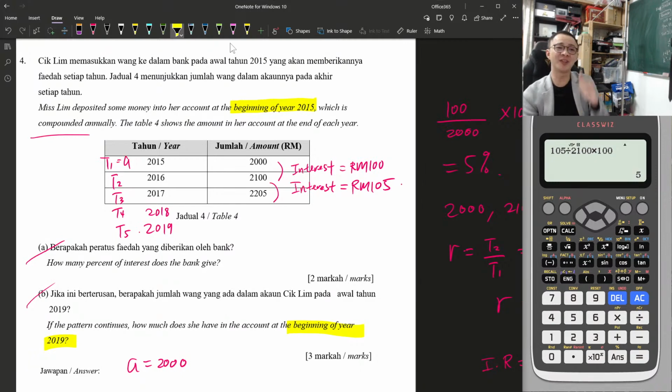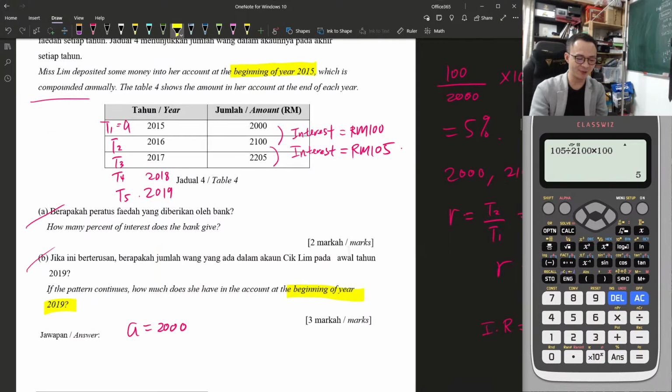From 2015 to 2016, we call 1 year. Then 2016 to 17, 1 year. 17 to 18, 1 year. 2018 to 2019, 1 year. So for me, I will just assume it is 4 years. So over here, I will just do something like T4. But I checked the marking scheme and they use T5 because it's 2019.